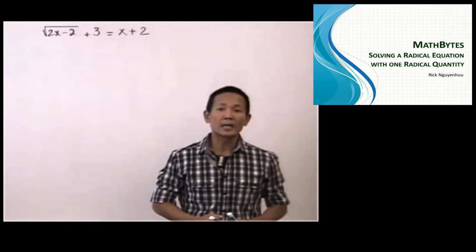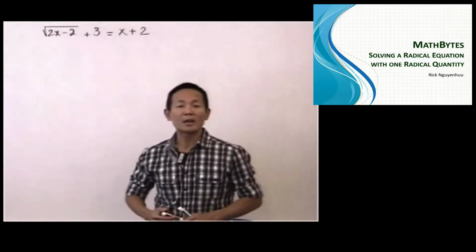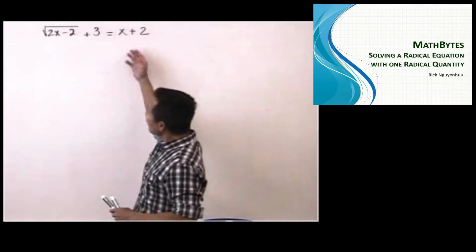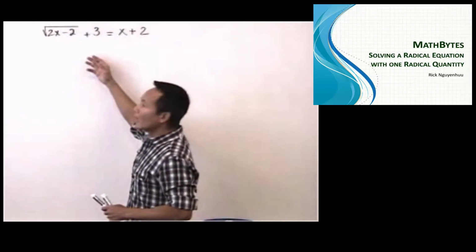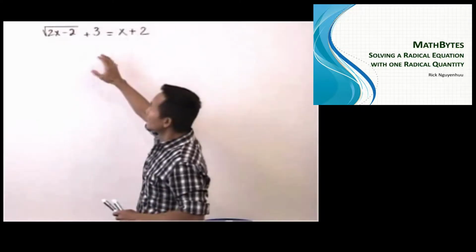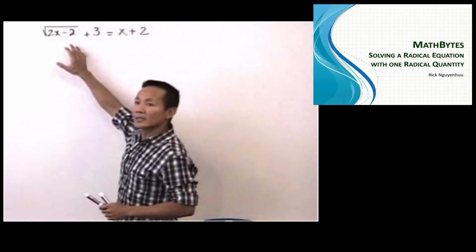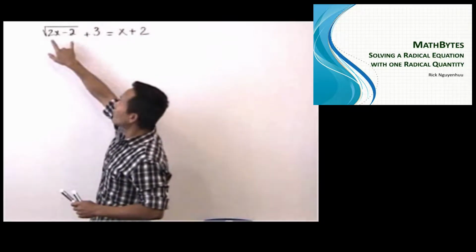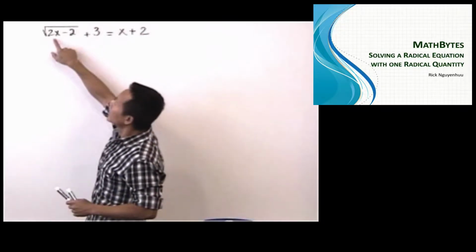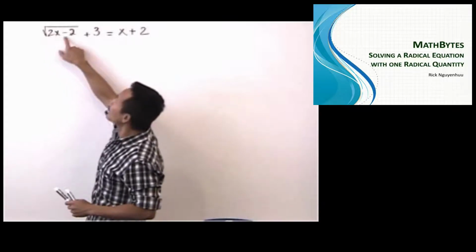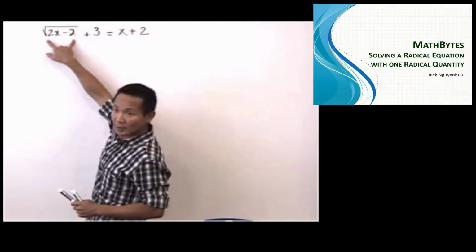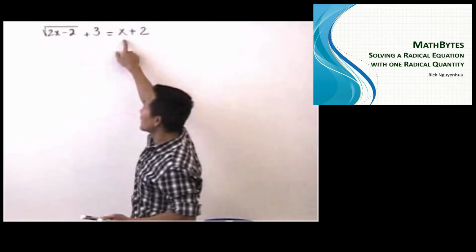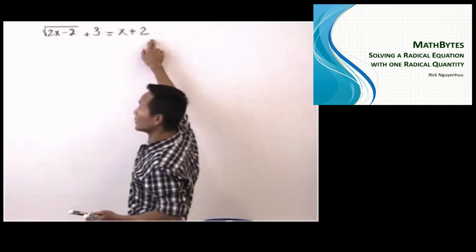Today I am going to show you how to solve a radical equation with one radical quantity. Here I have a radical equation, but today we only deal with a square root equation. I have one radical quantity here. You see it? We have 2x minus 2 under the square root, and that's all we have. And this is the number 3, this is the variable x, and this is another number 2.